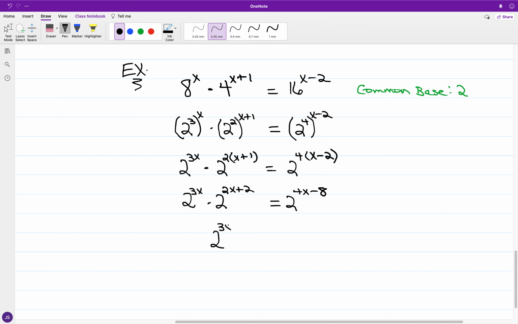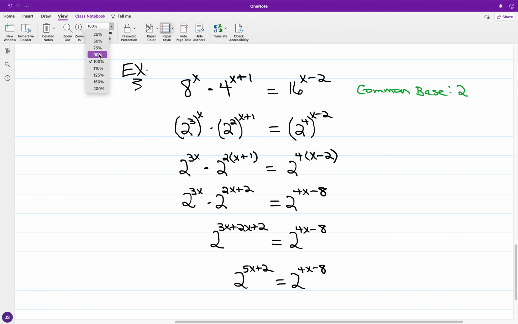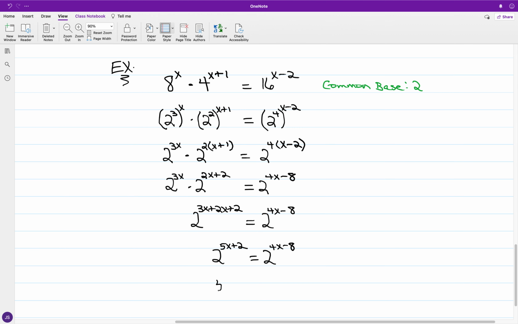So we have 2 to the 3x plus 2x plus 2, is equal to 2 to the 4x minus 8. So we have 2 raised to the 5x plus 2, and that is equal to 2 raised to the 4x minus 8. So now I have single base 2 terms, and now I can set the powers equal to each other.